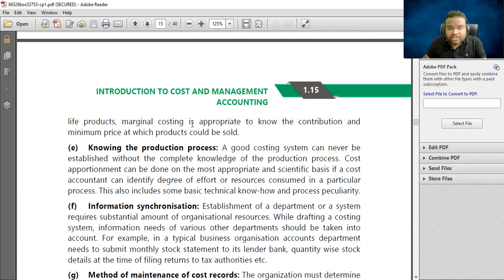Knowing the production process, as we discussed in process costing, because you should be able to identify the cost incurred for each process. Unless you know the process, it's difficult to implement a cost accounting system.